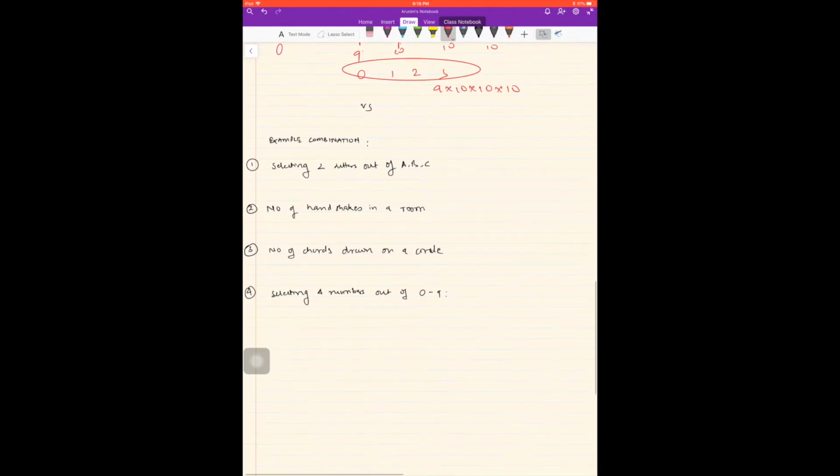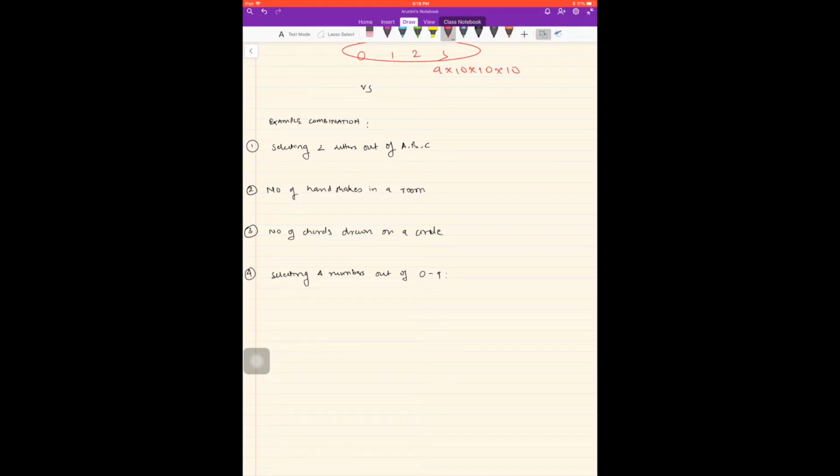Now let's see what we mean by combination. Let's say you have to select 2 letters out of A, B, C. If you are looking at permutation, you would have A, B. If you select A and B and you say B and A, both are different. Permutations are different arrangements. Basically, A, B is different from B, A. So this is referring to permutation.